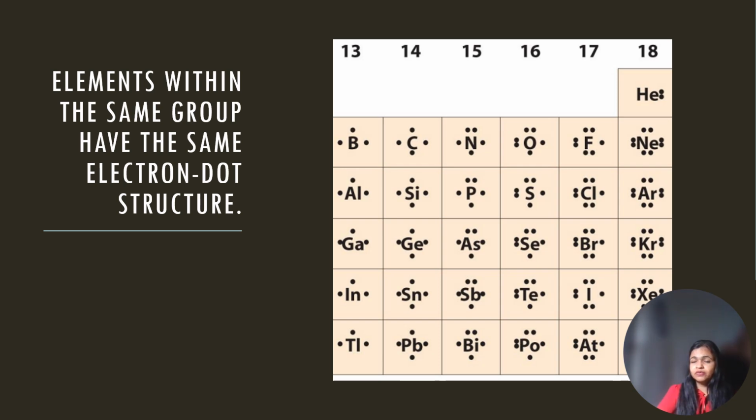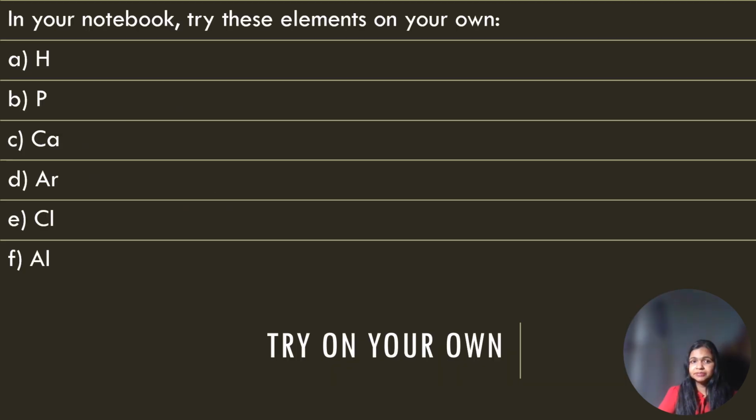So the best way is to first distribute 1 electron on each side, then start pairing them up. Then the 16th group, or 6A group of the periodic table, has 6 valence electrons. Again, you distribute 1 around oxygen, and then you pair them afterwards. Then the 7A or 17th group of the periodic table all have 7 valence electrons. And then the 18th or 8A group of the periodic table, except helium, all have 8 valence electrons. Now moving on to the next slide.